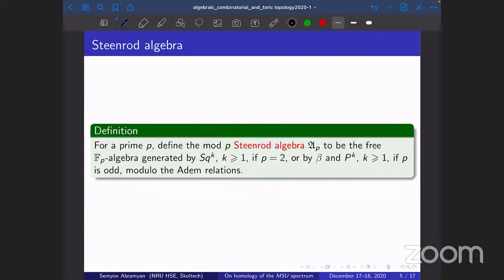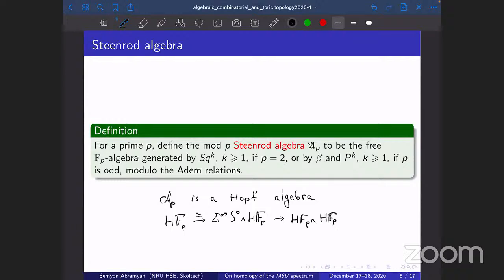First of all, I would like to note that the Steenrod algebra A_P for any P is a Hopf algebra. We know the product: this is just the composition of operations. And the coproduct is induced by a map of spectra, which is just a composition of these two maps, where HF_P is the Eilenberg-MacLane spectrum.